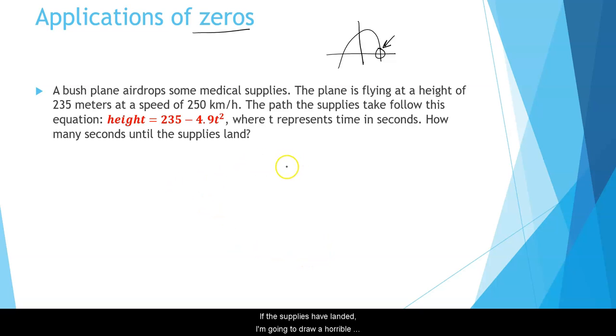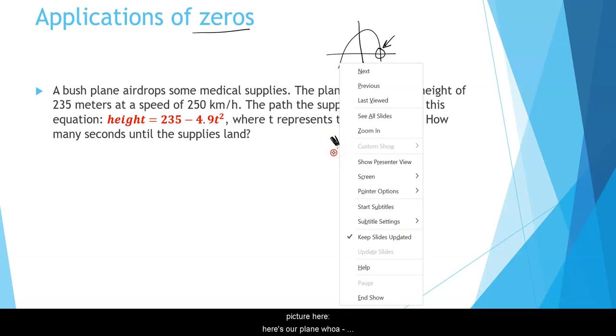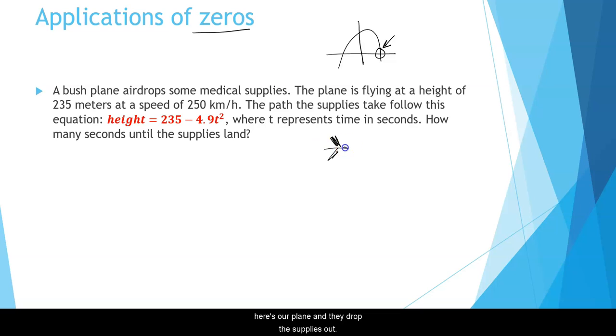Well, if the supplies have landed, I'm going to draw a horrible picture here. Here's our plane, and they drop the supplies out. So they're dropping the supplies out, and then at some point the supplies have landed. The supplies have landed at a height of 0. So we're going to ignore this 235 meters and a speed of 250 kilometers per hour. We do not need to build an equation in this problem because we're already given the equation.